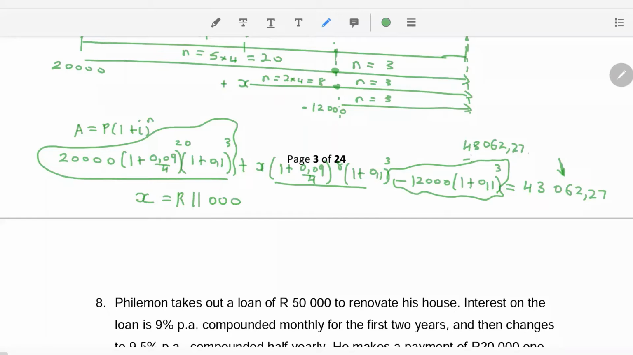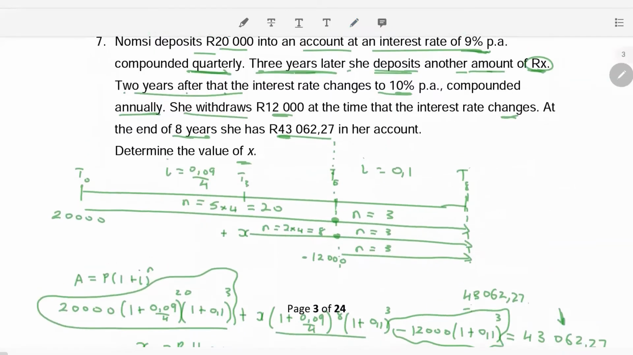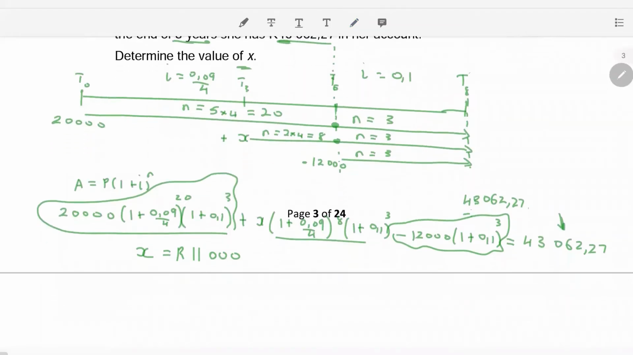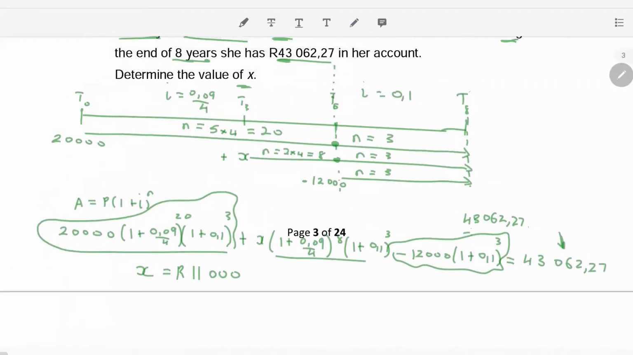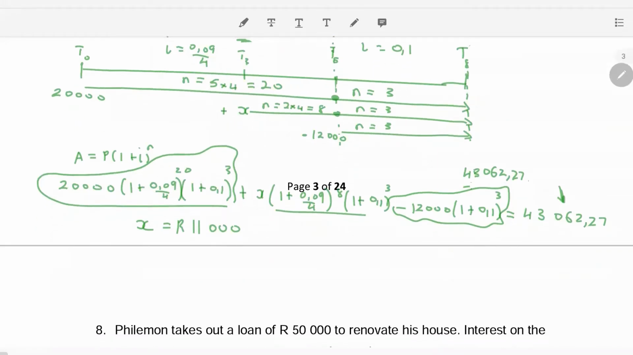11,000 rands. So the amount that this person deposited was actually 11,000 rands, but you can only get that when you first of all use the timeline to give you the financial picture or the transactional picture, which then helps you to create the equation that you can solve.